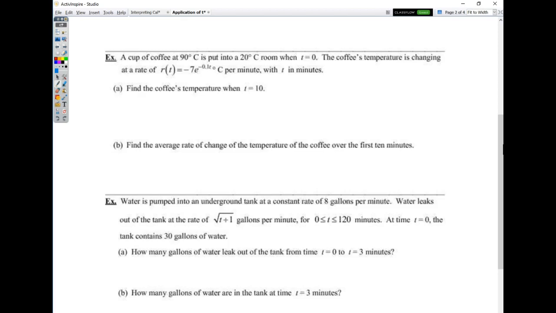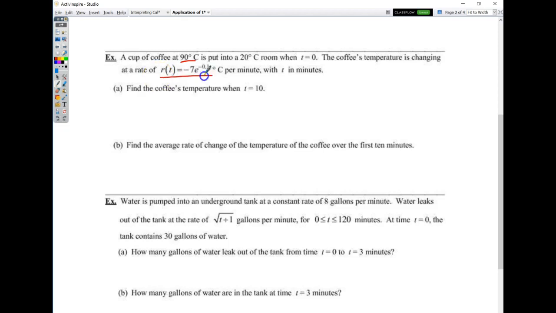So we have a cup of coffee at 90 degrees C is put into a 20 degrees C room to cool. When t is equal to 0, the coffee's temperature, okay, we've got all this, we got a rate of change, cool. Find the coffee's temperature when t is equal to 10. So to find the coffee's temperature, ideally I want to take the temperature of the coffee, and I would like to figure out what the change of the temperature is. And I'm not actually going to put the plus or minus, and you'll see why here in just a minute.